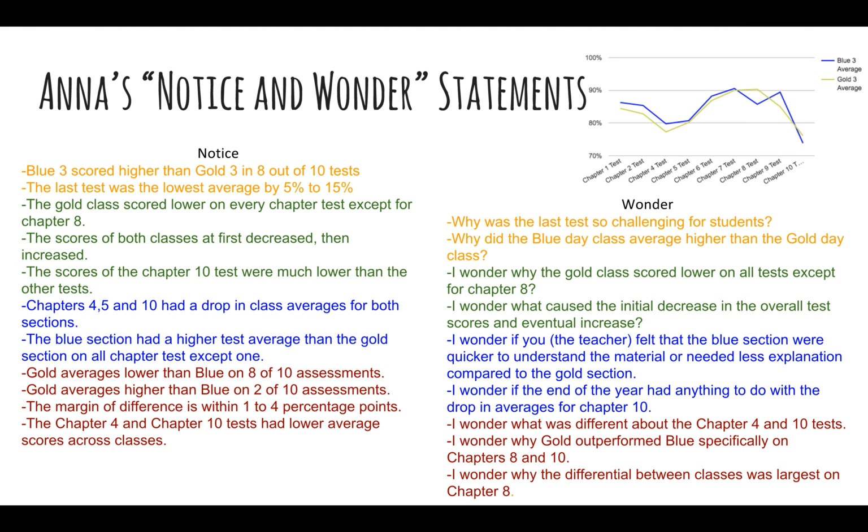So as a group, we kind of noticed that the blue section always pretty much scored higher than the gold section, and that as a whole, Chapter 10 for both classes had the lowest scores. We also wondered the difficulty level then of Chapter 10, and why was there such a drop-off at the end of the year? And then in addition to that, we also wondered why the blue averages were higher for the most part than the gold averages.